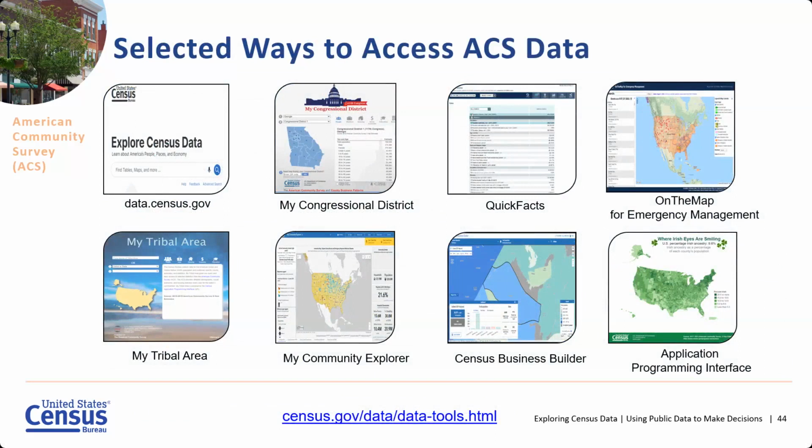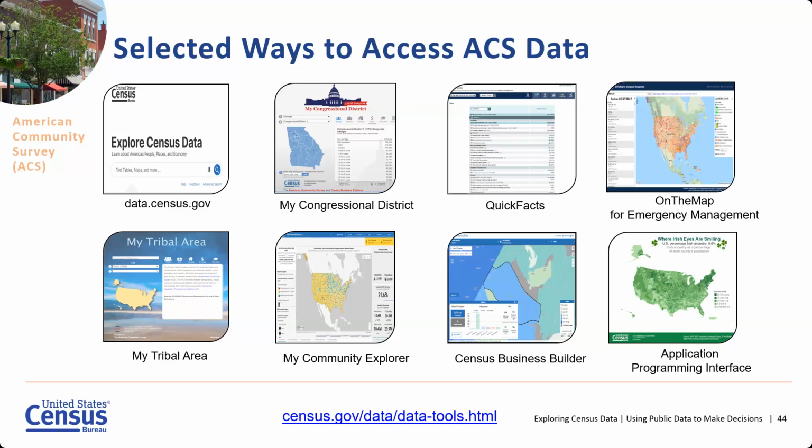So starting at the top left, we have data.census.gov, and this is the Census Bureau's main data dissemination platform to access Census Bureau statistics. My Congressional District gives you quick and easy access to selected statistics collected by the ACS, as well as the County Business Patterns in the economic directorate. And then QuickFacts provides selected statistics for all states and counties and for cities and towns with a population of 5,000 or more.